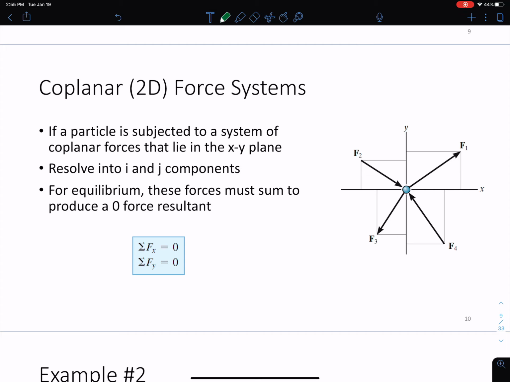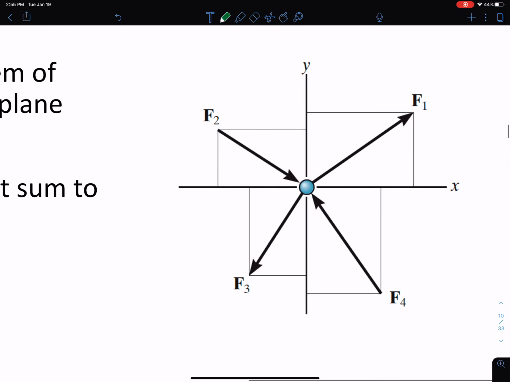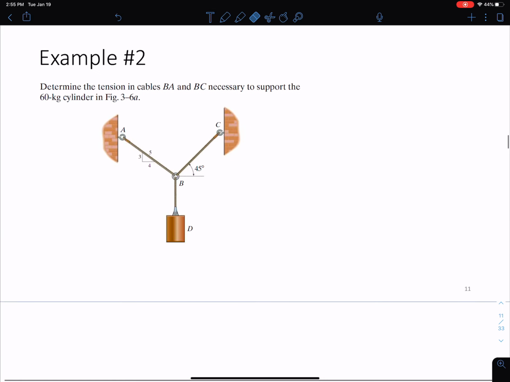And now we're going to say the sum of forces in the X has to equal 0 and the sum of forces in the Y has to equal 0. So all of these forces acting on a particle, however many there are, all of the forces that I resolve into the X direction need to sum to 0. All of the forces I resolve in the Y direction need to sum to 0. Okay, so I'm going to show you an example of that here.